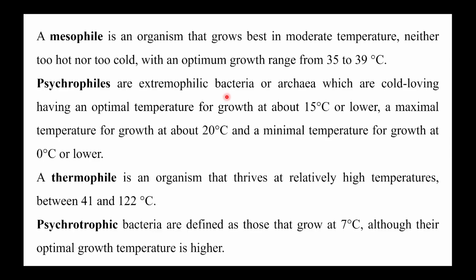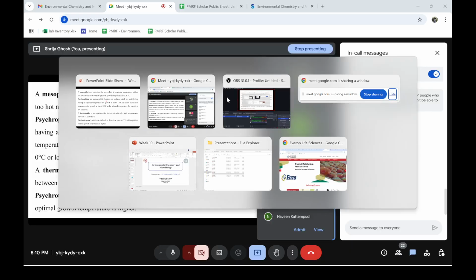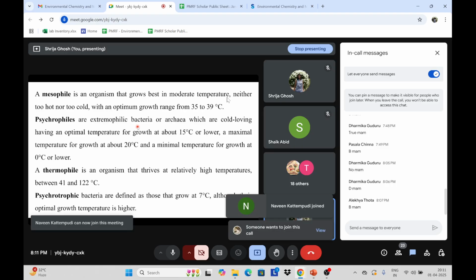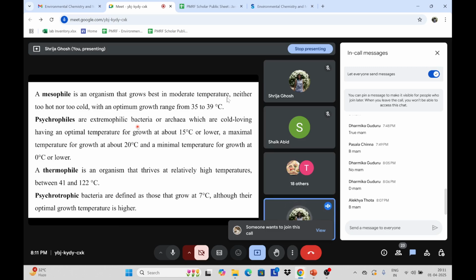So that means there are organisms that are called thermophiles. They can grow at a temperature above 40, 41 degrees Celsius, and up to 122 degrees Celsius. So you can imagine, at very high temperature it can grow. There are certain places where volcanic eruption happens, right? Even in those areas, the area around the volcano is very hot, but there are certain bacteria that can grow. So those are thermophiles.